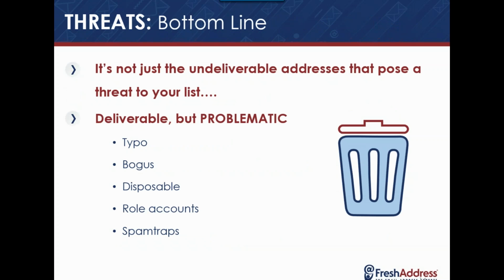So bottom line, I think it's pretty clear, but it's not just undeliverable email addresses that pose a threat to your list. It's the deliverable but problematic, the deliverable but toxic. That's what FreshAddress is exceptionally good at. It's identifying these different categories and letting you know what is a bogus email, disposable, what are role accounts, and also what are the spam traps you have in your list. But it's not just about identification of these problems. It's identifying the next step.